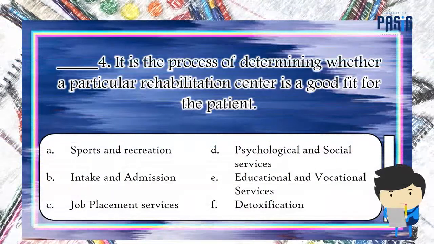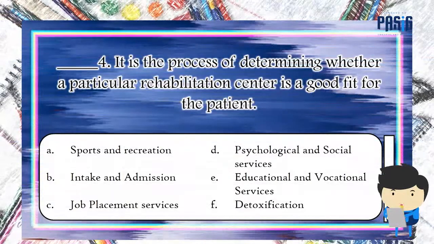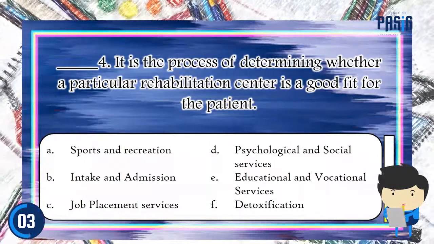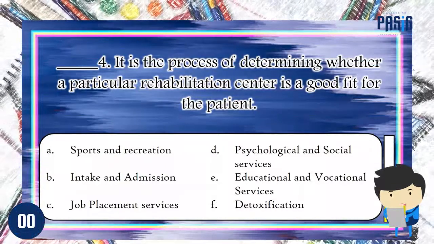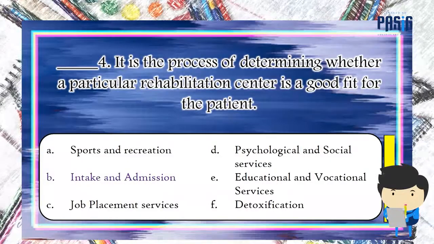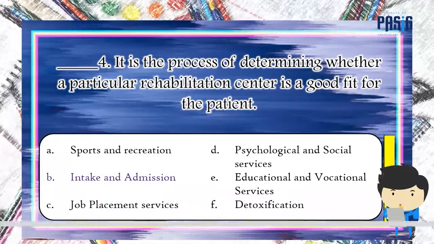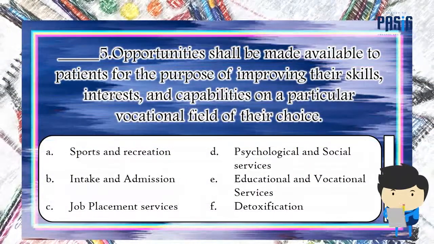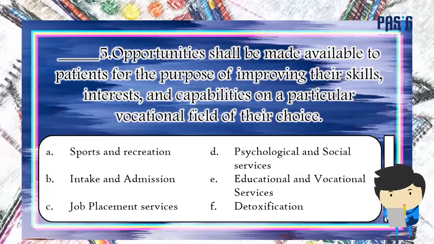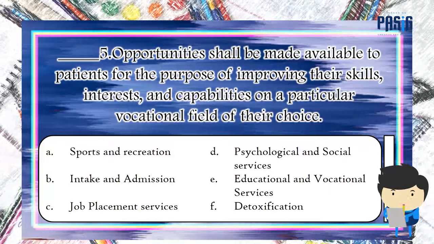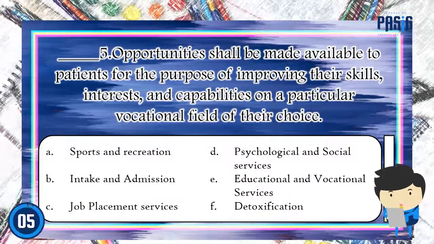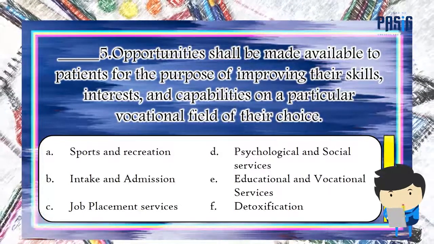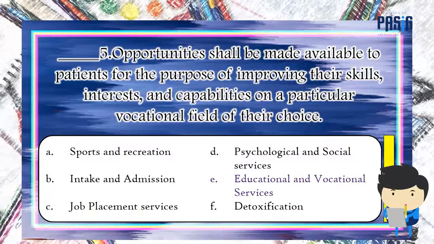It is the process of determining whether a particular rehabilitation center is a good fit for the patient. The correct answer is letter B. Intake and admission. And number 5. Opportunities shall be made available to patients for the purpose of improving their skills, interests, and capabilities in a particular vocational field of their choice. And the correct answer is letter E.